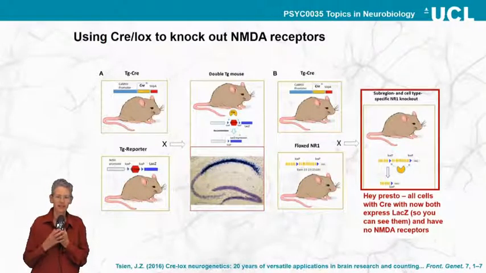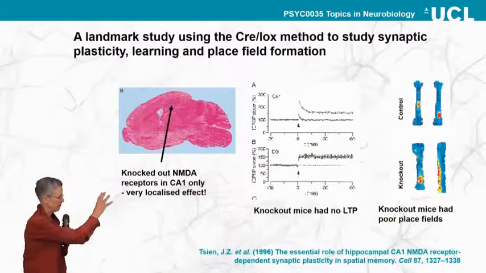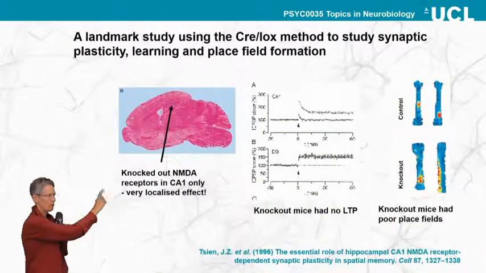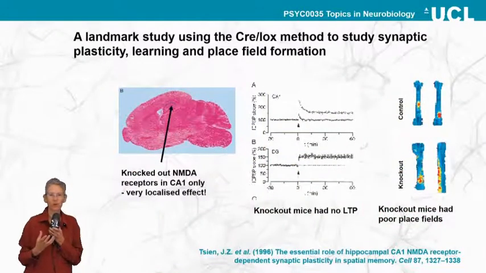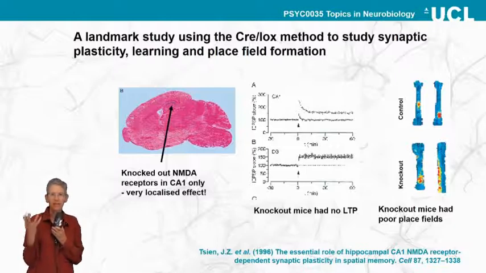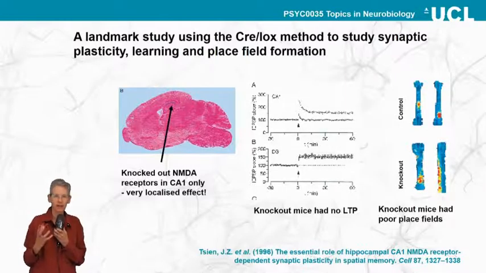And you can see in this microscope slide picture here, the little row of purple cells, that's the reporter protein being expressed, and you can see that it's beautifully localized to the CA1 region. So those mice have lost NMDA receptors in their CA1 region. And this was really a tour de force experiment. Nobody had ever managed to control something so precisely like this.